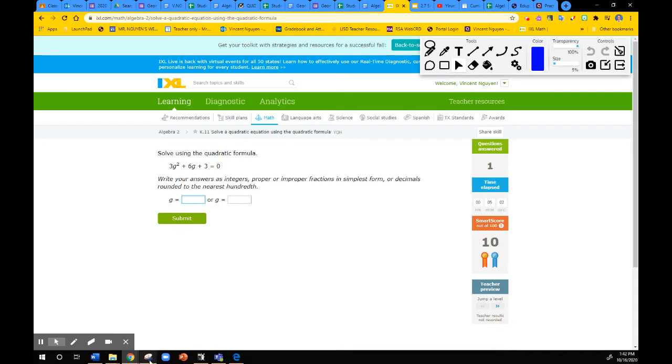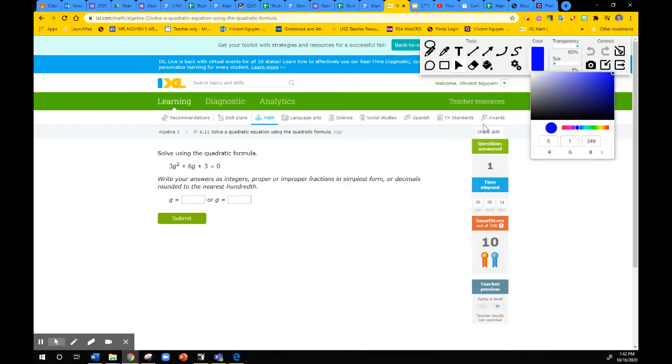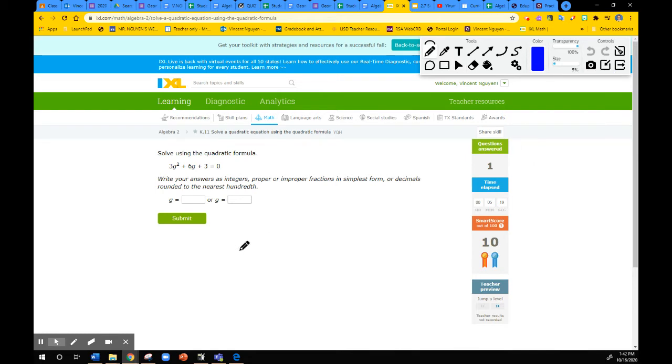So let's do this one. I'm still going to go back to this right here, but I'm not going to plug in numbers anymore. I'm just going to do it right on the screen here. Okay. So blue color's fine. So x equals, or g in this case. I'm just so used to that letter x. So here's my formula over 2 times A. So that's where A is going to go. I know my A is 3. That's A. Okay. So I'm going to put 3 in there.